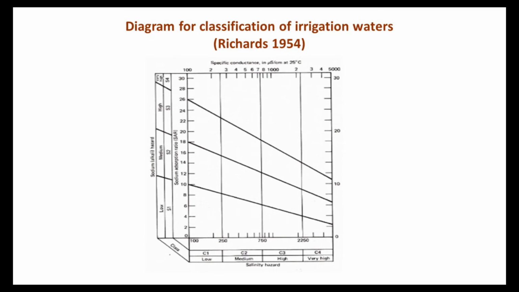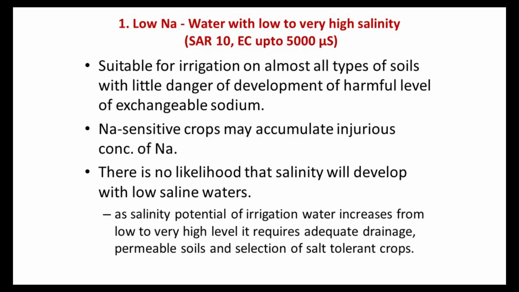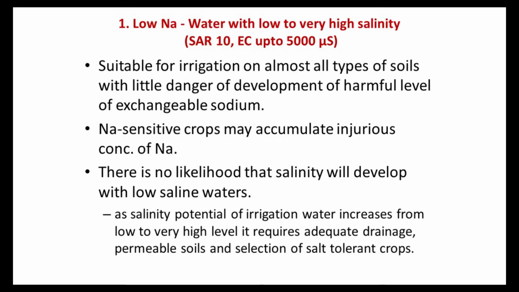The first one is low sodium water with low to very high salinity. This type of groundwater is suitable for irrigation on almost all types of soil, with little danger of development of harmful levels of exchangeable sodium. However, sodium sensitive crops may accumulate injurious concentration of sodium. There is no likelihood that salinity will develop with low saline waters, but as salinity potential of irrigation water increases from low to very high level, it requires adequate drainage, permeable soil and selection of salt tolerant crops.